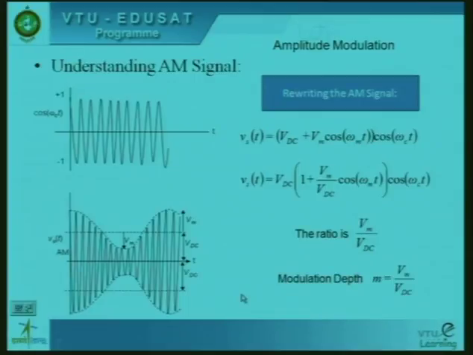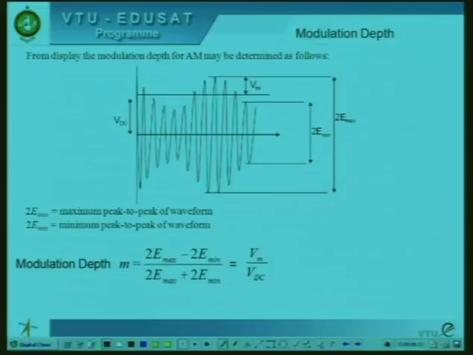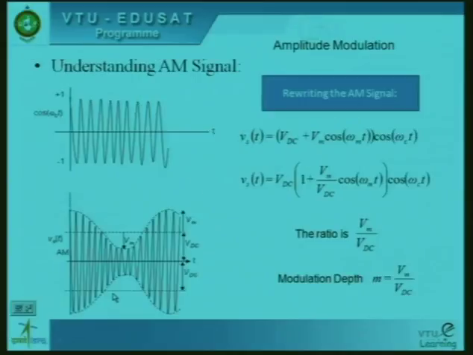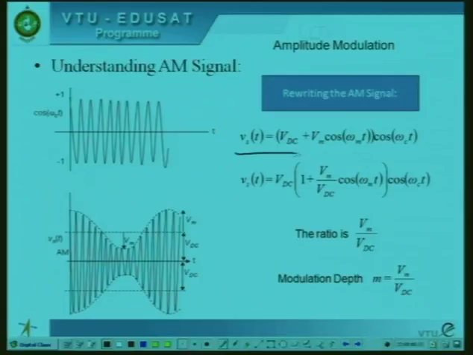Let us understand this AM signal further in detail. We know that the modulated carrier, because of amplitude modulation, is given by this expression. We can also rewrite this expression by taking VDC outside: VDC into 1 plus Vm by VDC cos of omega mt, into cos of omega ct. The term Vm by VDC we call the modulation depth.